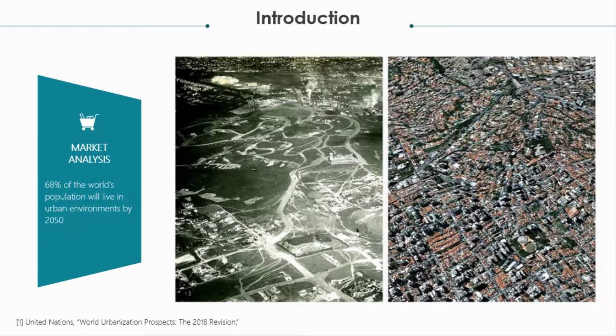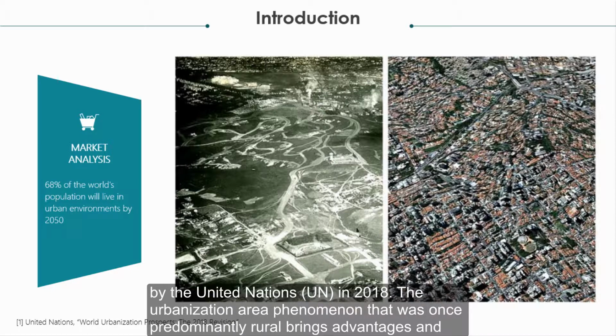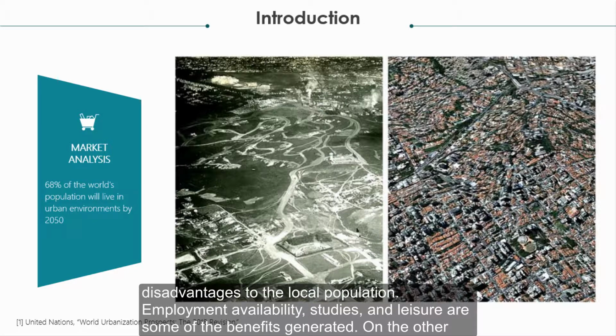Market analysis. About 68% of the world population will live in urban environments up to 2050, according to the projection of World Urbanization undertaken by the United Nations in 2018. The urbanization phenomenon, once predominantly rural, brings advantages and disadvantages to the local population. Employment availability, study, and leisure are some of the benefits generated.